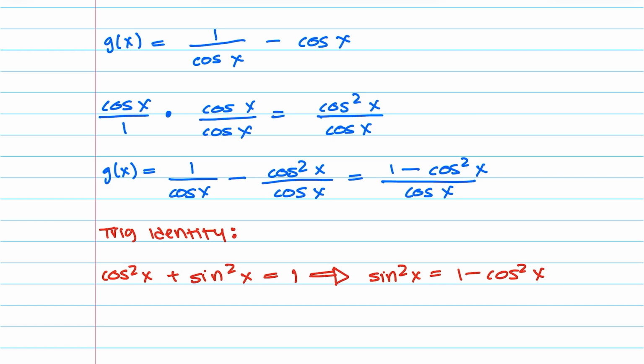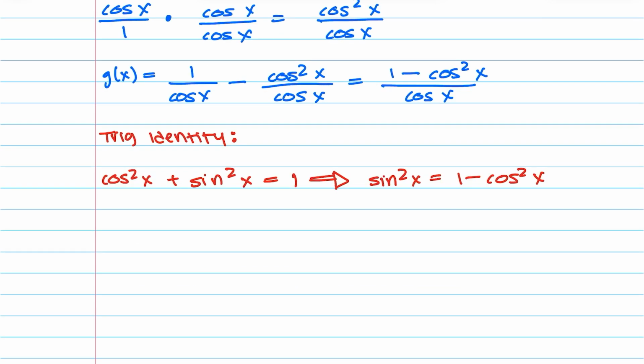And so now that we have the pattern that the numerator follows, we can go ahead and write the following. g of x is equal to 1 minus cosine squared x over cosine of x. Now, with this trig identity, we can go ahead and substitute 1 minus cosine squared x with sine squared x. And by doing that, we'll get sine squared x divided by cosine of x.